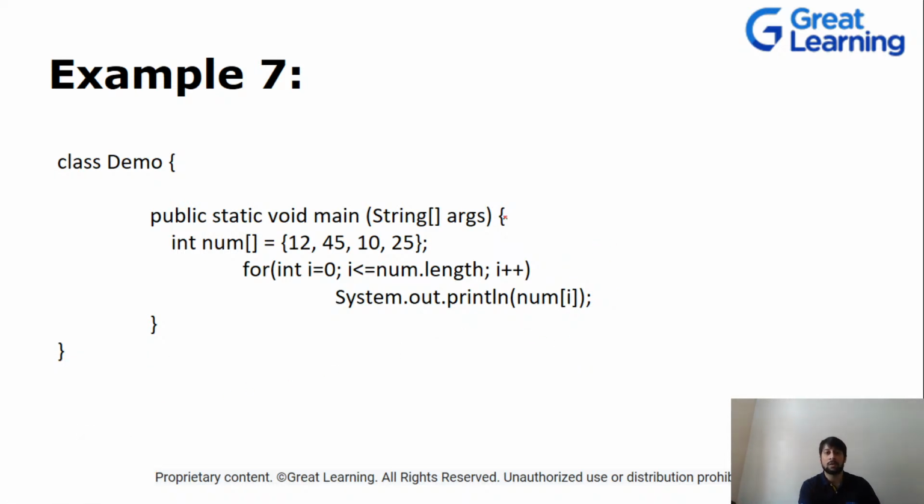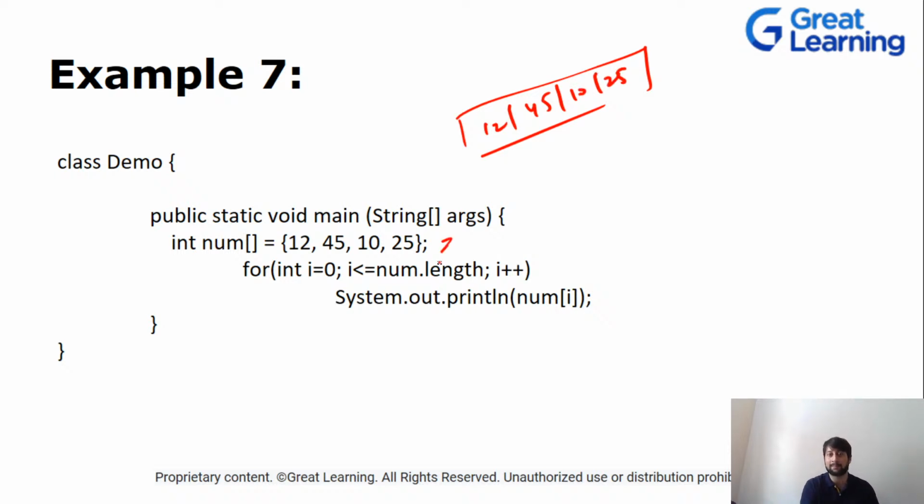Now, there is an array over here which contains 12, 45, 10 and 25. This is a static array, which means I have defined it at the time of creating my array. Then there will be indexing, and we all know indexing starts from 0. Why? Because the name of the array represents its base address.